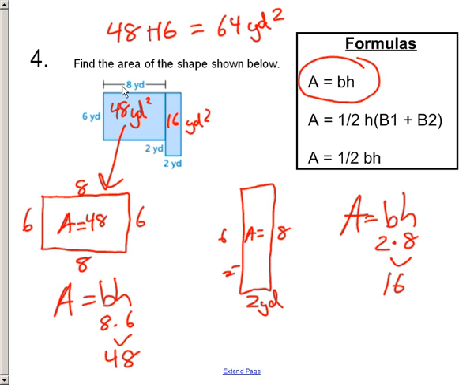So again, with composite figures, cut it up into figures you know. Draw each of your pieces separately. Find the base and height of each one and the area of each one, and then just add them together.